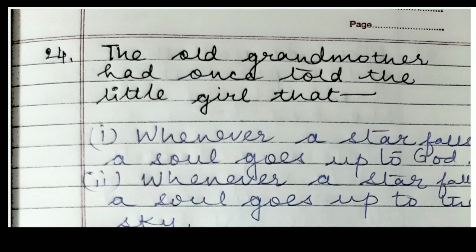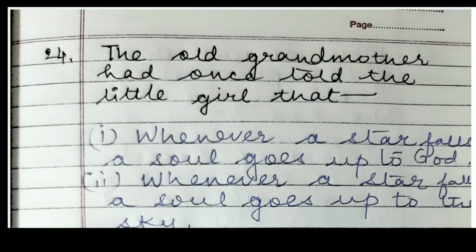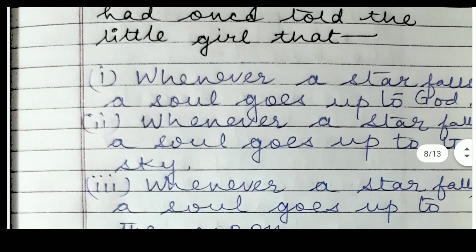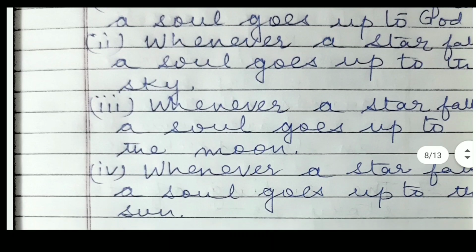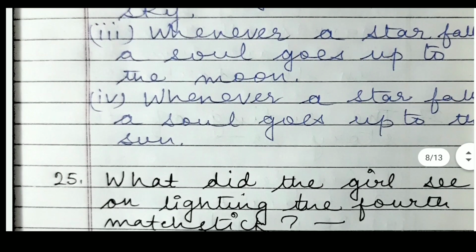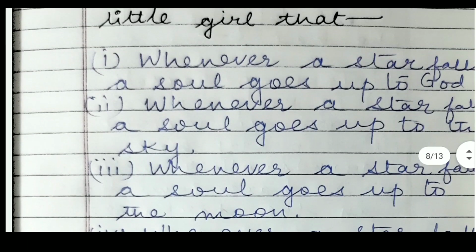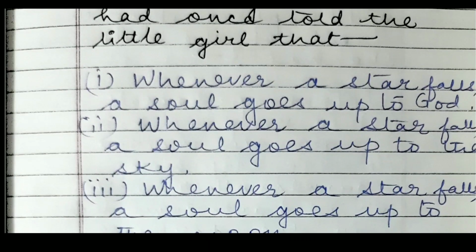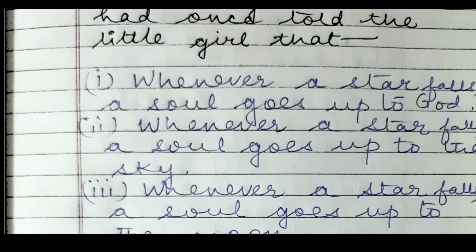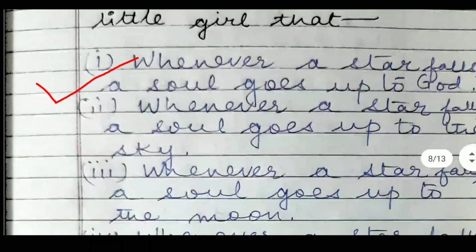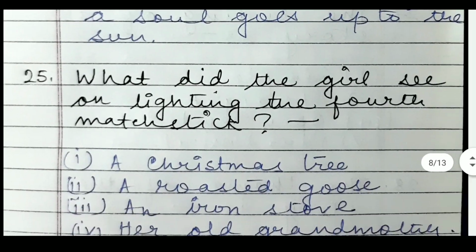Question 24. The old grandmother had once told the little girl that: option 1, whenever a star falls, a soul goes up to God. Option 2, whenever a star falls, a soul goes up to the sky. Option 3, whenever a star falls, a soul goes up to the moon. Option 4, whenever a star falls, a soul goes up to the sun. And the right answer is option 1, whenever a star falls, a soul goes up to God. And that is why the little girl felt that someone is going to die.